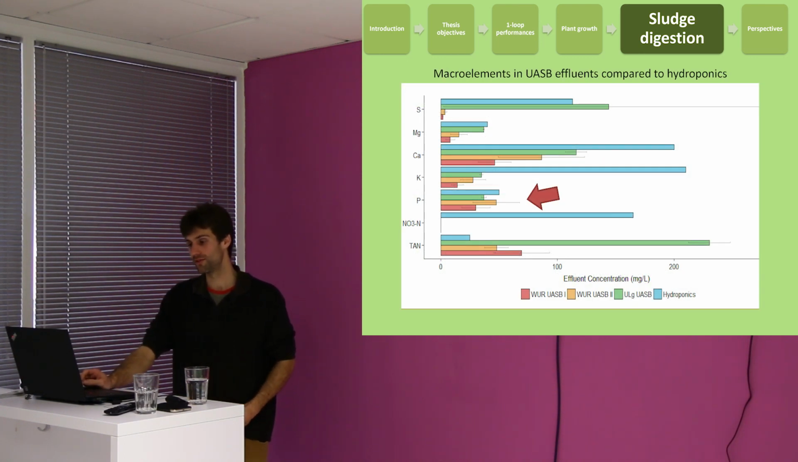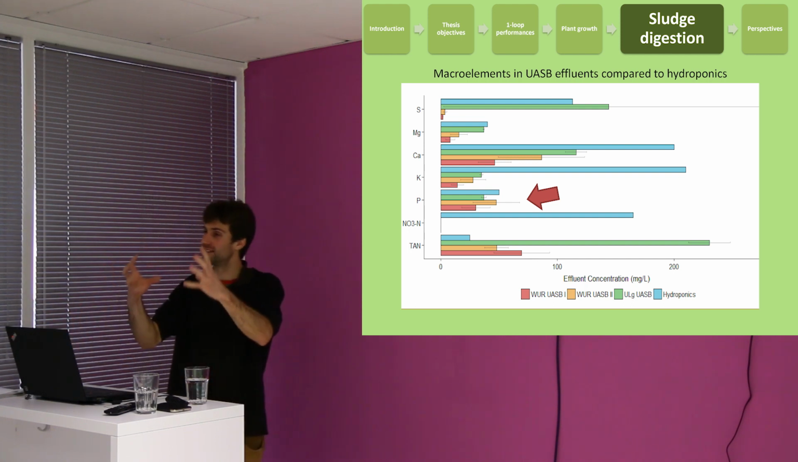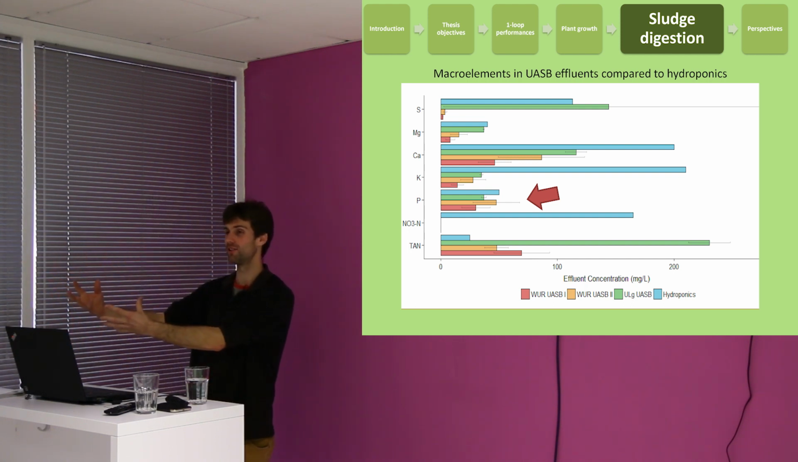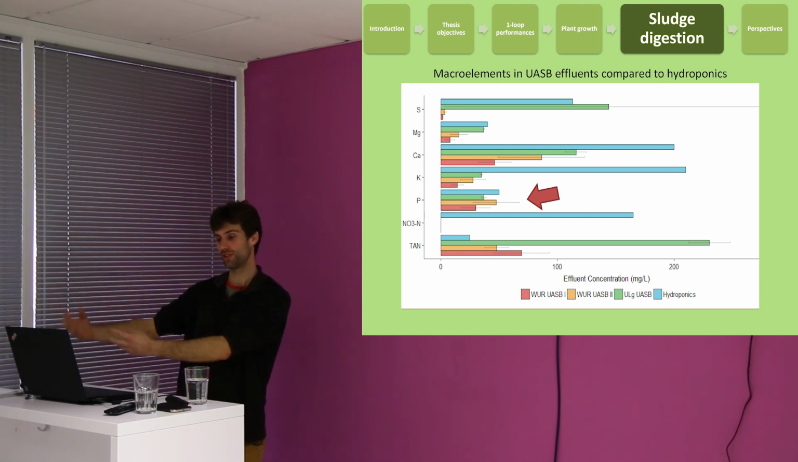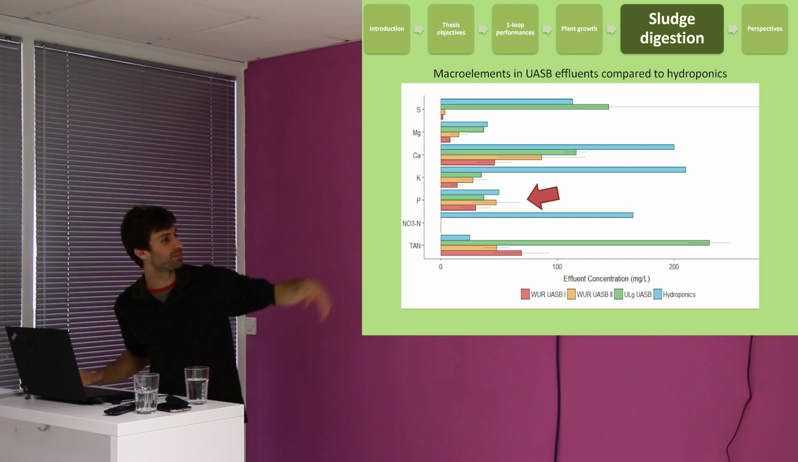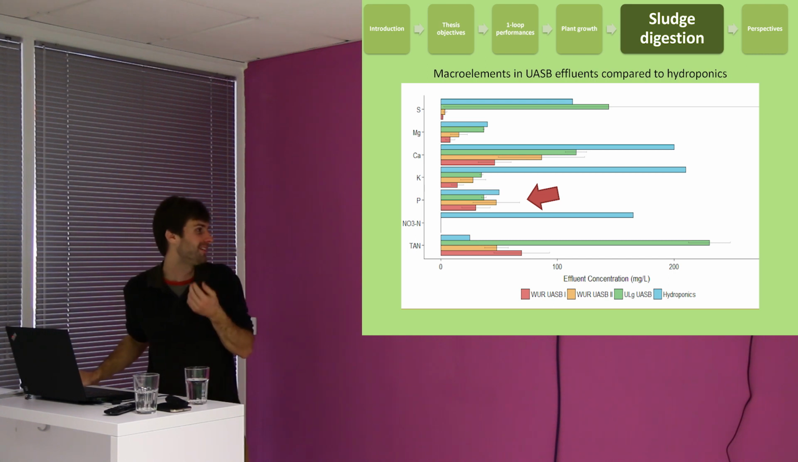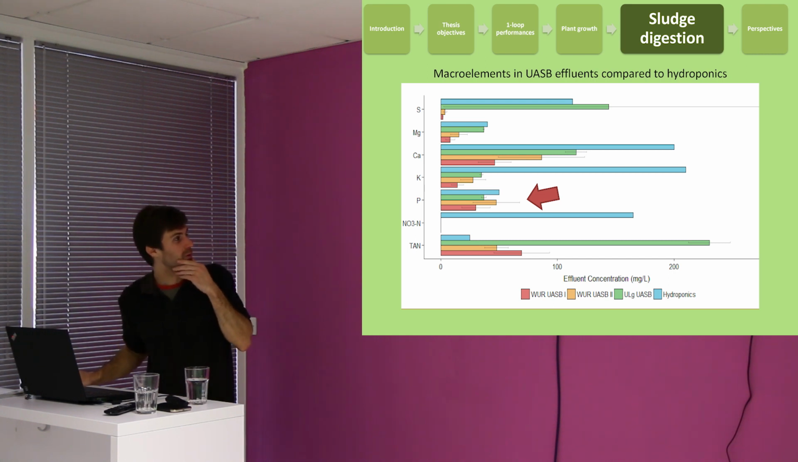We look also at the concentration of nutrients in the effluent, because we want to take this effluent to put them back in the hydroponic solution. Okay, so we looked here. I compared again to the hydroponic targets, which is in blue now, and you can see that we were quite better.